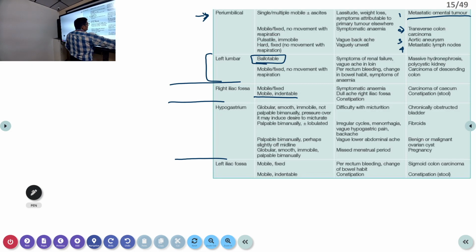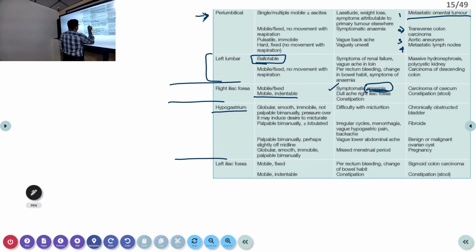Right-sided colonic malignancies usually will present with anemia. Left-sided colonic malignancy will present with alteration in the bowel habits, most commonly constipation. So the anemia part is very important if a cecal malignancy is there.